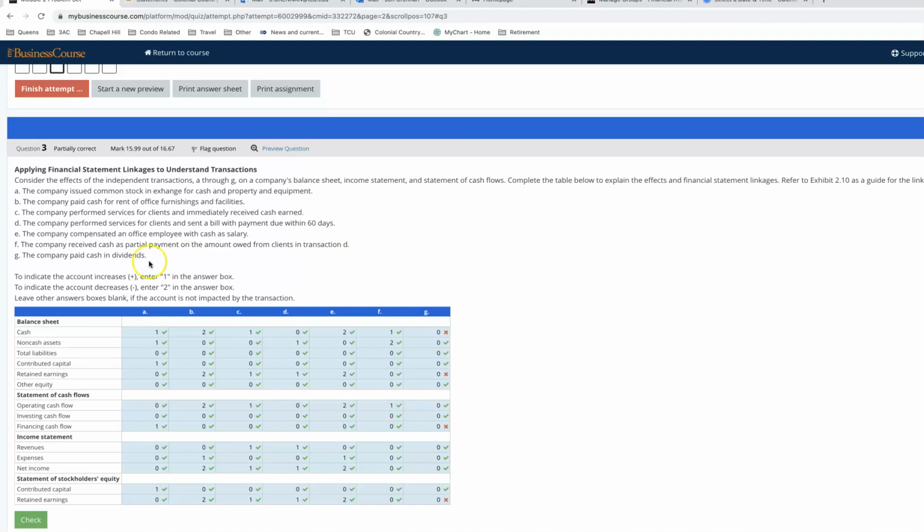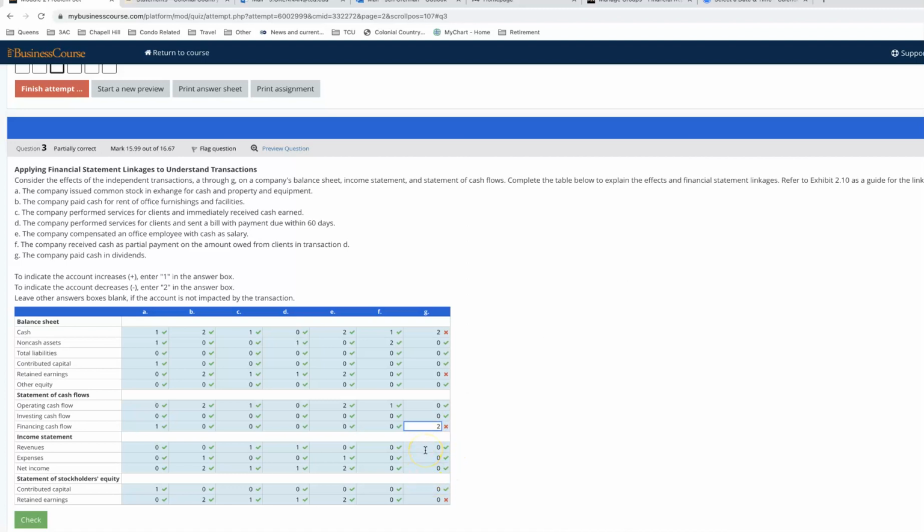Last one, the company paid cash dividends. We've taken our shareholder, they've called us up, they said, hey, looks like you've been making some money, we want part of it. So we're going to give them cash. So we'll decrease our cash. That's part of a financing transaction because it involves our owners. So we'll show that outflow in the cash flow statement.